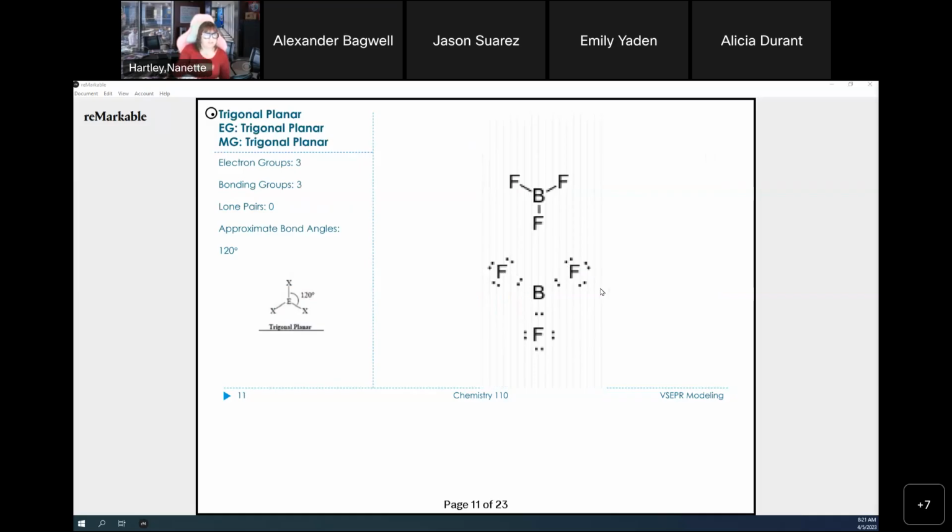If anybody has any questions, feel free to yell out. When we talk about trigonal planar as our base structure, we have three electron groups, 1, 2, 3. I have a BF3 here that has 3 bonds between the boron and the fluorine. All of those are bonding pairs. So my electron geometry and my molecular geometry are exactly the same, trigonal planar. My approximate bond angles are 120 degrees, and this exists on a flat plane. All 3 of them are on this plane, with 120 degrees in between them.